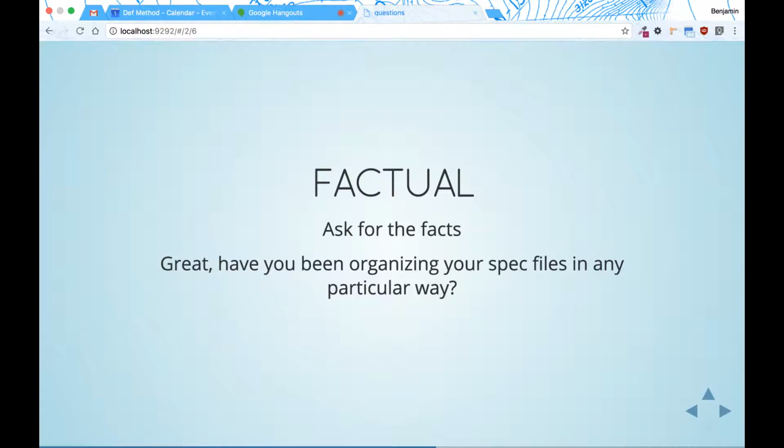Great. So, have you been organizing your spec files in any particular way? What specific thing have you done? That's a fact. Like the way something has been done. Often, they're called a historical question, but basically you're just asking for facts.